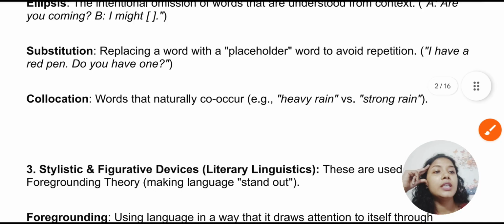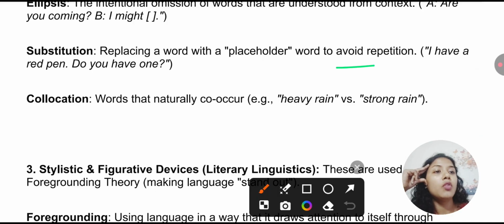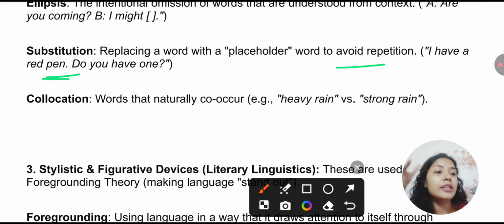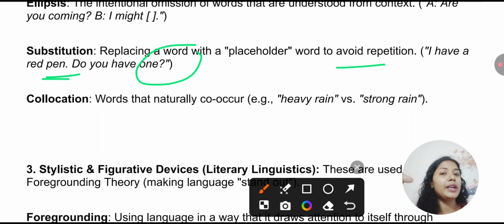Substitution: replacing a word with a placeholder word to avoid repetition. I have a red pen. Do you have one? So "red pen" here is replaced with "one". So it is a substitution. Instead of "red pen", you have used the word "one", which also means the same.